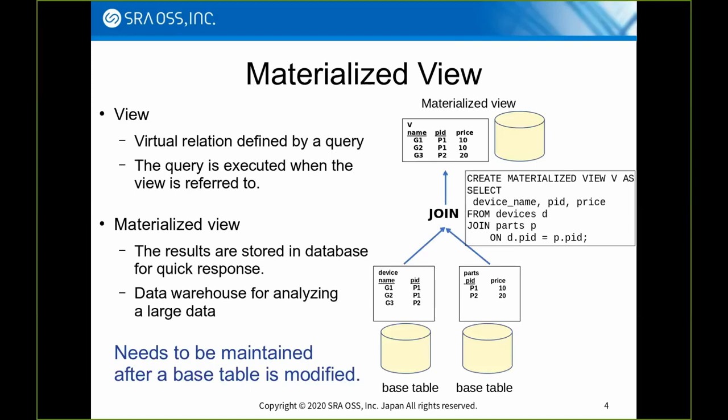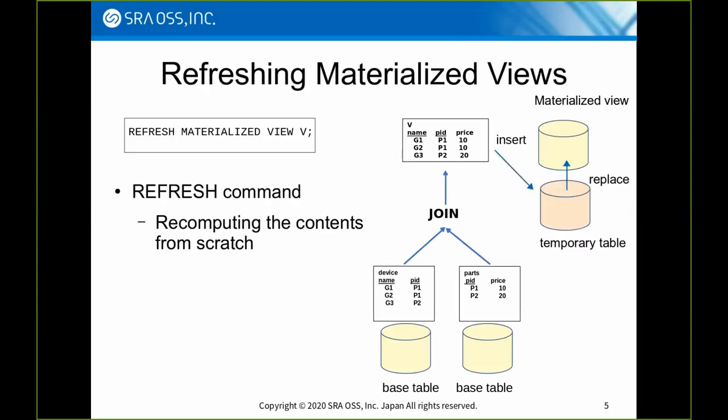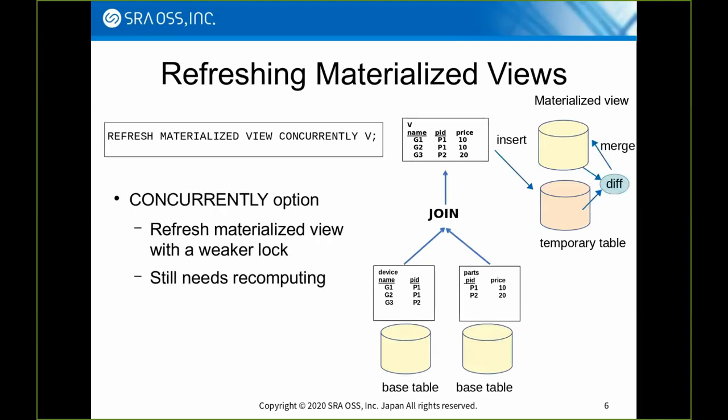However, a materialized view needs to be maintained after a base table is modified to keep consistency between views and base tables. Refreshing a materialized view is a way of the maintenance. When the refresh materialized view command is issued, the contents of the materialized view are updated to the latest state. However, this needs recomputing the contents of the view from scratch, so it takes a long time. With the concurrently option, the materialized view is refreshed with a weaker lock, but it still needs recomputing the content from scratch.